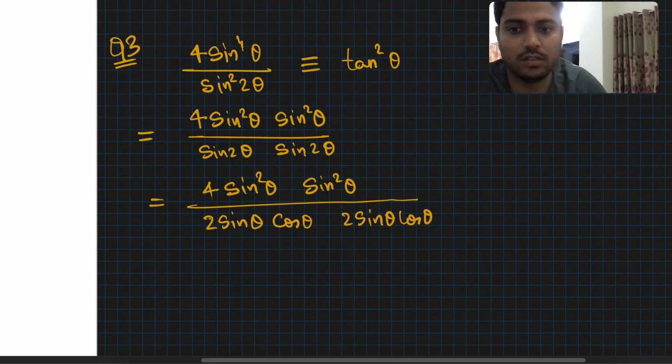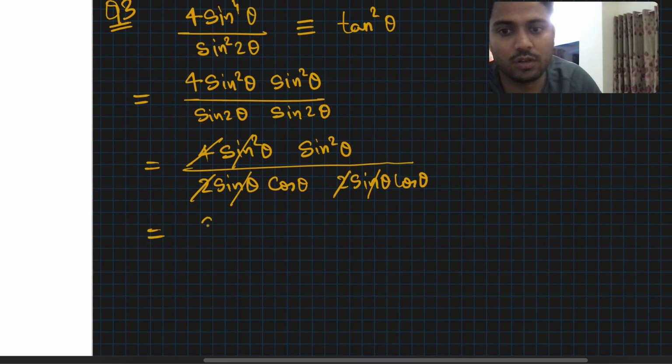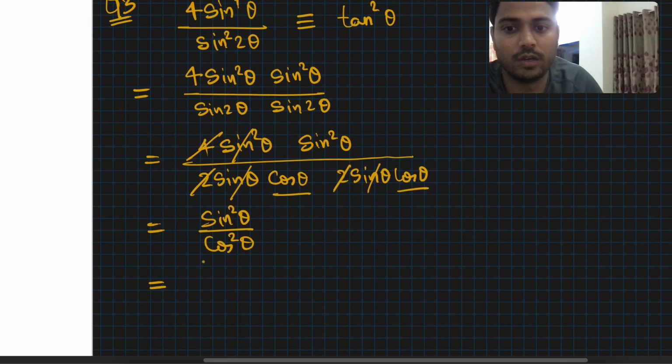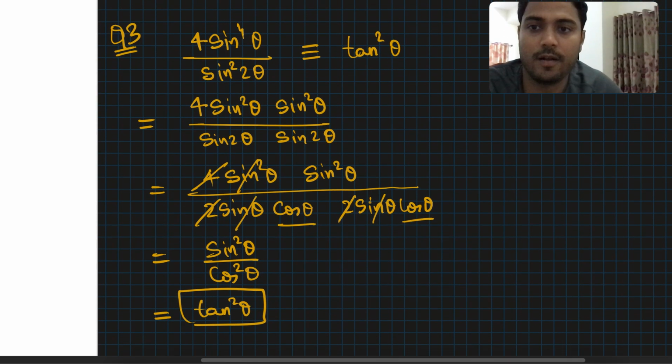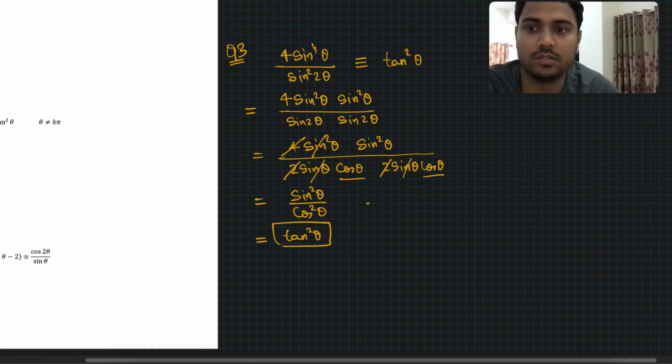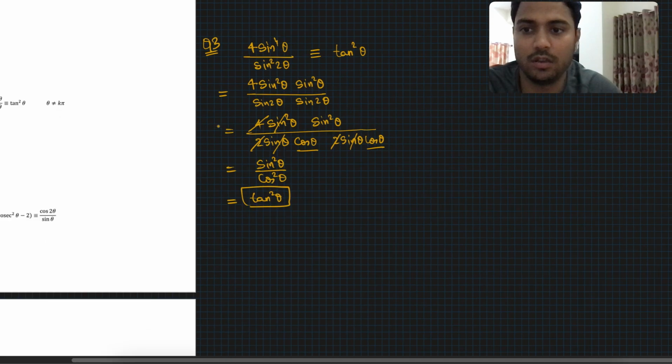So we can simply check that 2 into 2 is 4, which will be cancelled with the numerator, sine theta with sine square, and now we have sine square theta by this cos into this cos, which is cos square theta. So sine square theta by cos square theta is tan square theta simply, and this is what we had to prove. So yeah, this is the solution for question number 3.